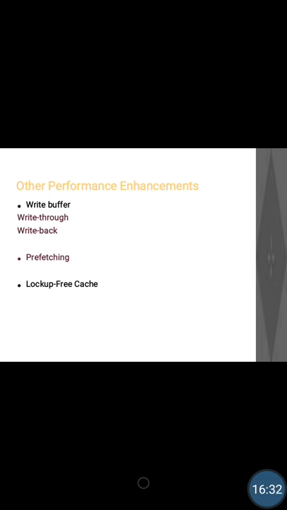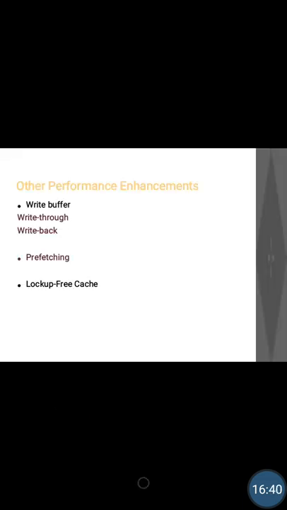So, lookup free cache, what happens within this, why do we need this? The prefetching scheme does not work if it stops other accesses to the cache until the prefetch is completed. So, a cache of this type is said to have been locked while it services a miss. Whenever a miss occurs, the cache may be locked. Okay. So, a cache structure which supports multiple outstanding misses is called a lookup free cache.